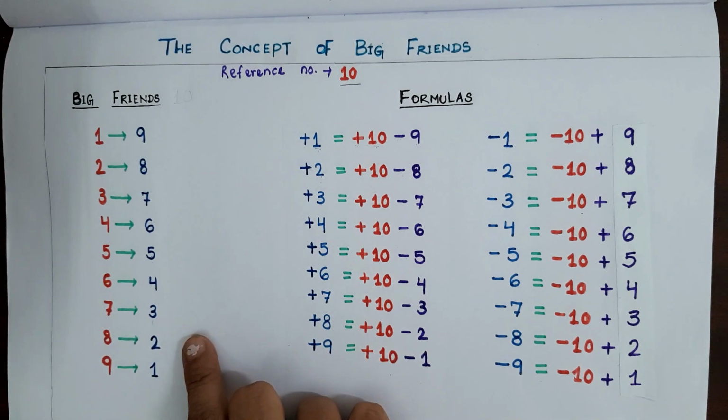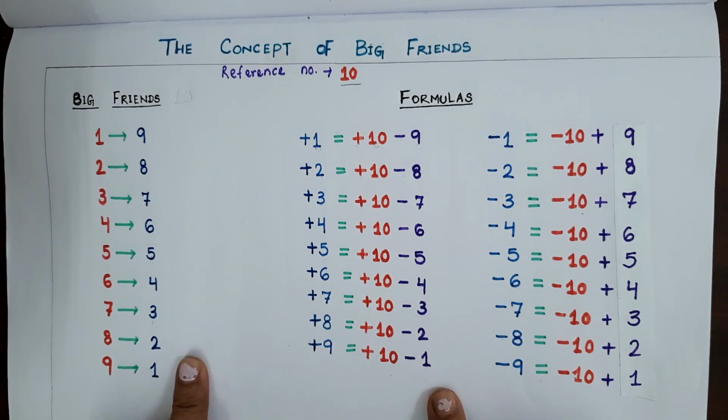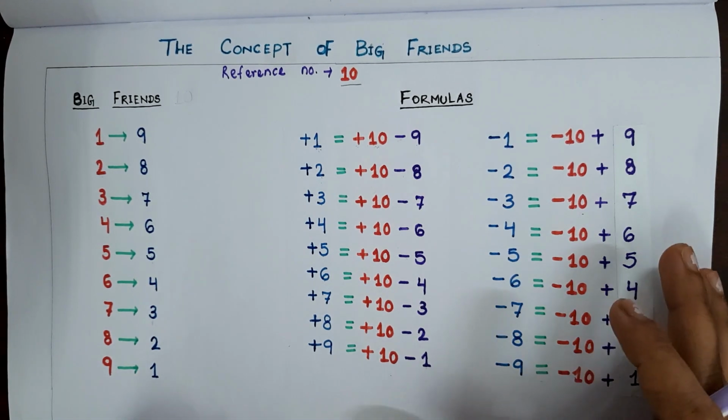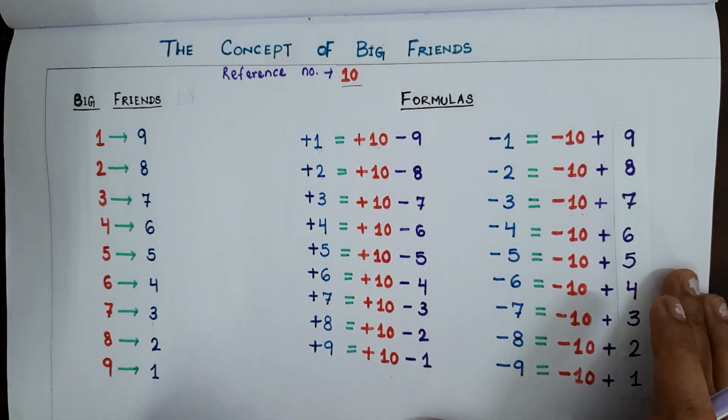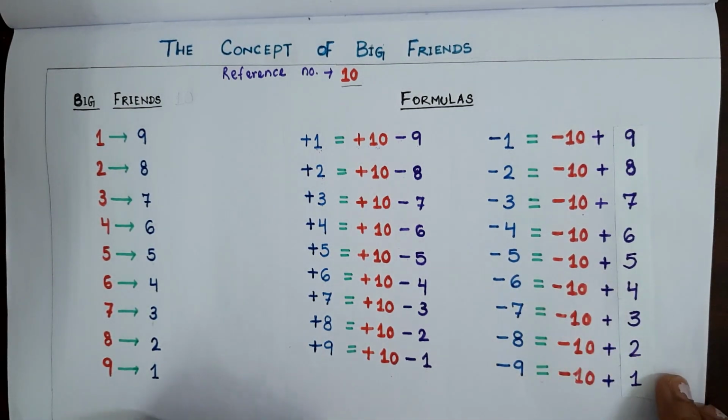First, let them practice this activity for some days so that they can memorize who is the big friend of which number. Once they are confident in memorizing the big friends, they can easily learn these formulas. So now let's learn how these big friend formulas are designed.